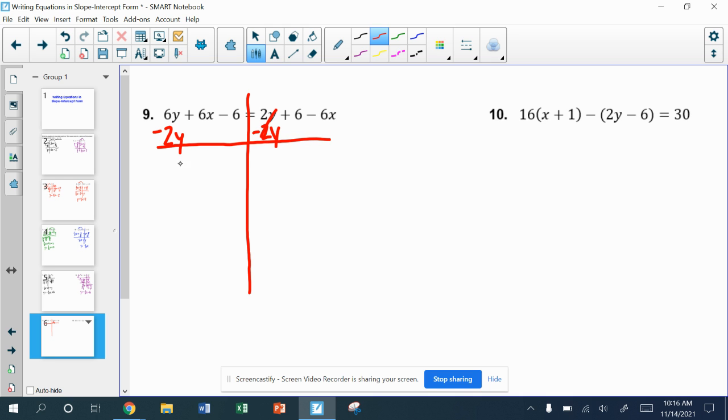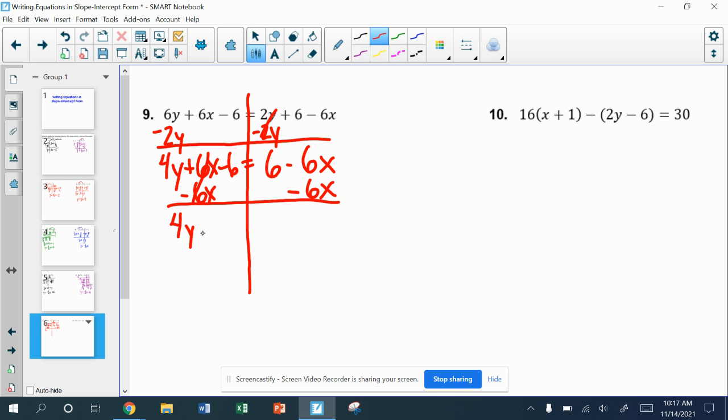which gives me 4y plus 6x minus 6 equals 6 minus 6x. So we've got a whole bunch of 6's, and I can see that some people might want to just say, oh, they're just going to cancel out, but they don't really. Next, let's get all of our x's onto the right-hand side. So I'm going to get rid of this adding 6x by subtracting 6x. And again, those two do not cancel out. What I have right now is 4y minus 6. I guess I'm going to leave that 6 where it is for the moment.